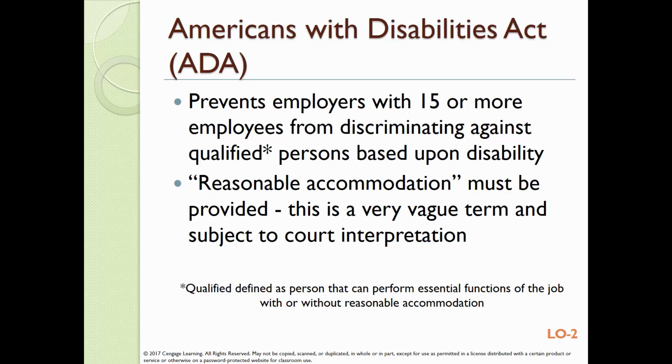Now, what does it say? Again, caveats. It only applies to companies with 15 or more employees. What it basically says is you can't discriminate against a qualified person in an employment situation because of their disability. Well, who's a qualified person? A qualified person is somebody that can perform the essential functions of the job with or without reasonable accommodation. Reasonable accommodation is very vague, and it's resulted in a lot of cases being litigated under the ADA.